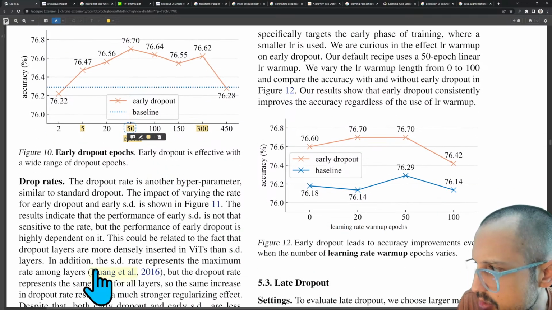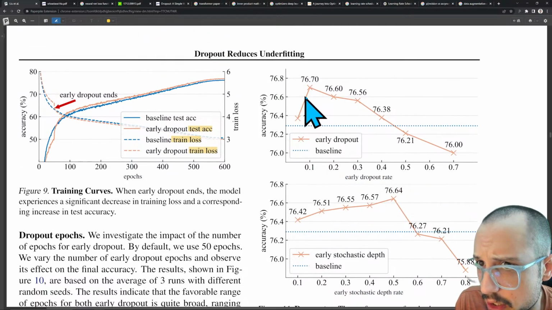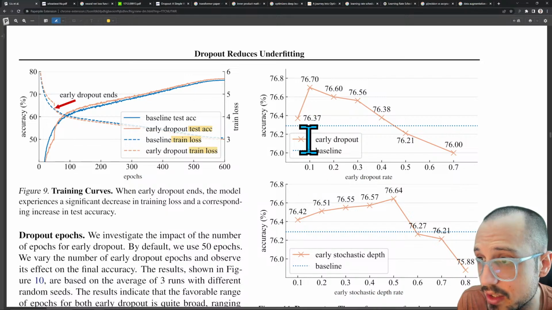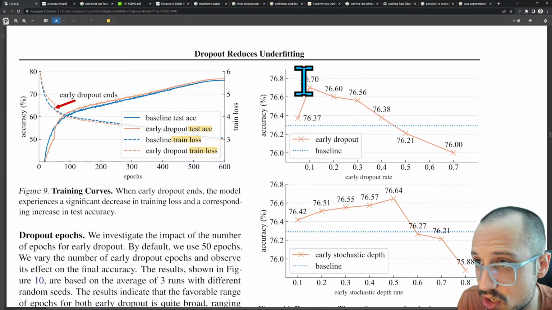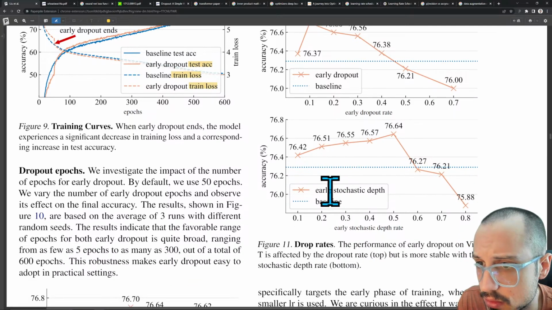Dropout rate is another hyperparameter similar to standard dropout. The impact of varying the rate is shown in figure 11. So here you're seeing another U-shaped curve where a dropout rate of 0.05 is worse than a dropout rate of 0.1, but a dropout rate of 0.1 is better than a dropout rate of 0.2. So this same kind of U-shape where on either end it's worse than in the middle. Here you have dropout versus the stochastic depth, which is the residual dropout that they described earlier.